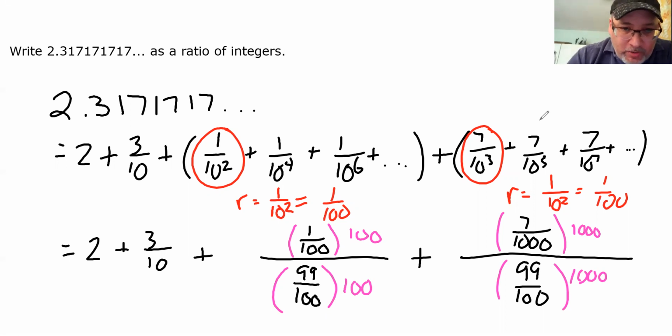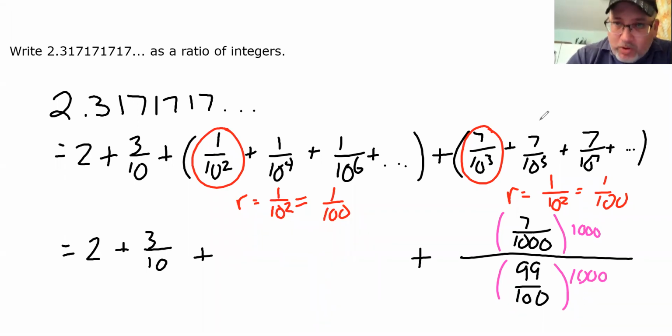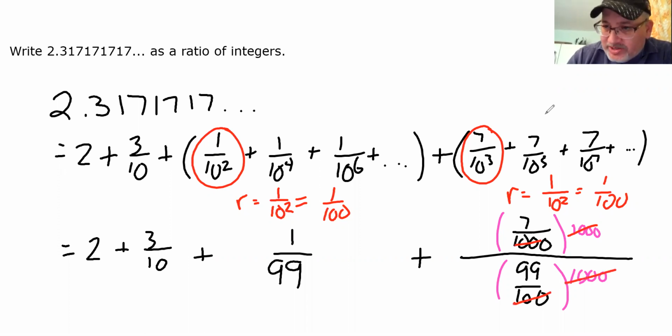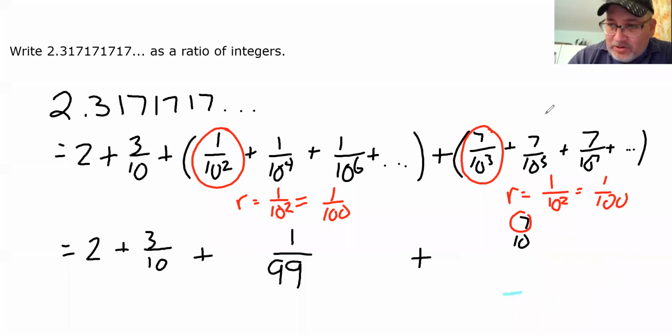In the first one, the 100s cancel on both sides, and that's going to leave 1 over 99. So let's clean that up into 1 over 99. And in the second one, the thousands cancel here, but this 100 would go into that 1,000 10 times. So the denominator here would be 99 times 10, or 990, with a numerator of 7. So the second one converges to 7 over 990. Let's clean that up and write 7 over 990.